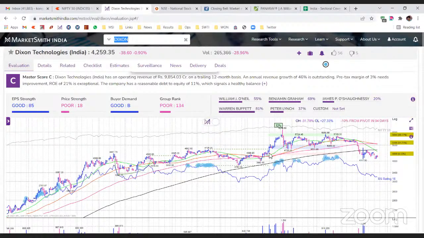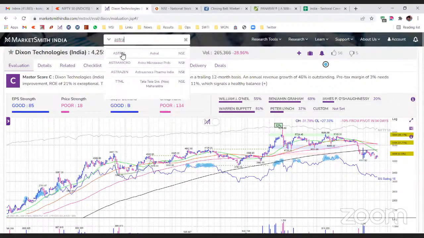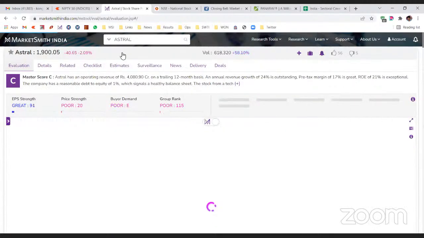Rashikar, can I take a few queries? Yeah, sure. Sure, Vakar. So can you give me the chart for Astral? Someone was repeatedly asking for Astral and a couple of more queries. Okay, sure.